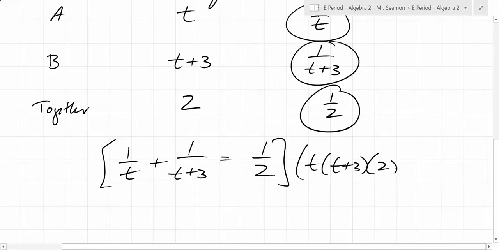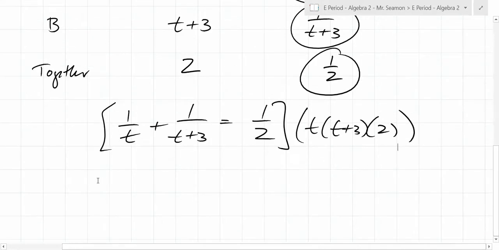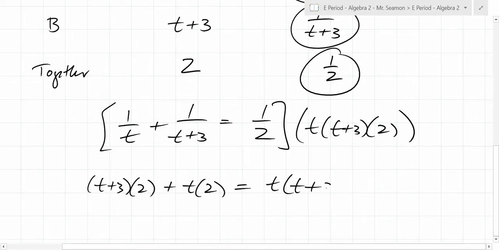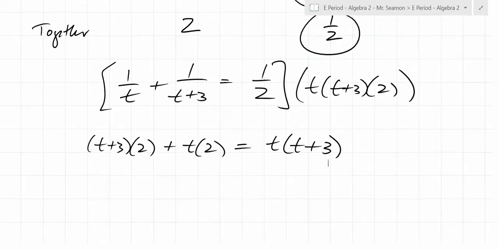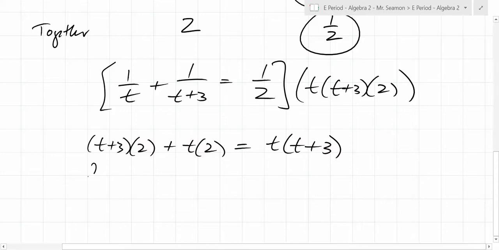Yes, times 2, exactly. So if we do that, what do we end up with? T plus 3 times 2 plus T times 2 equals T times T plus 3. Is that a quadratic? Yep. Is that in standard form? No. This one's relatively straightforward because you end up with 2t plus 6 plus 2t equals t squared plus 3t.